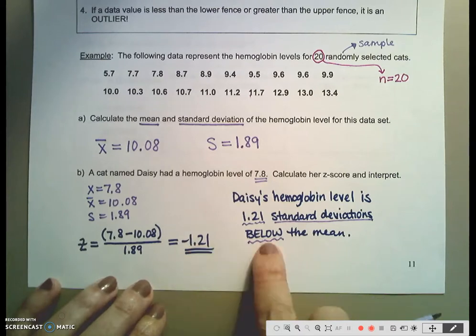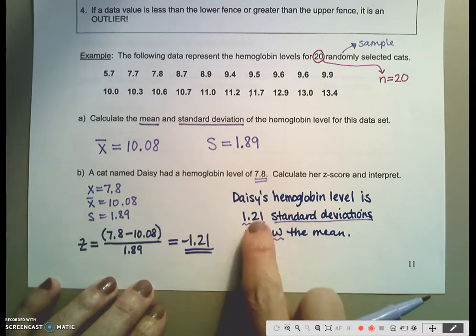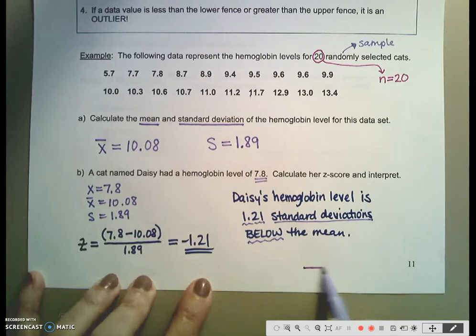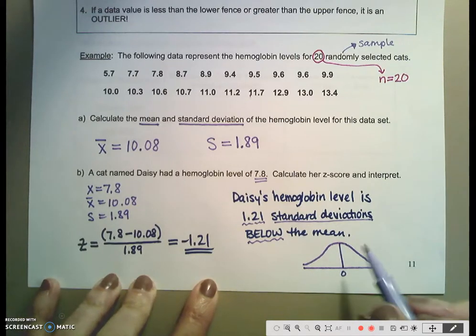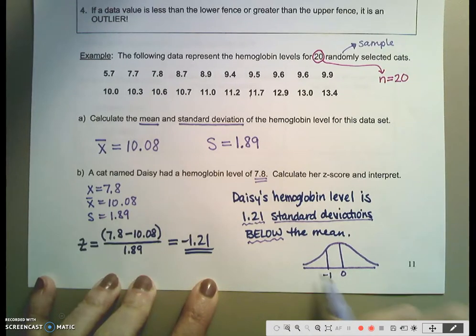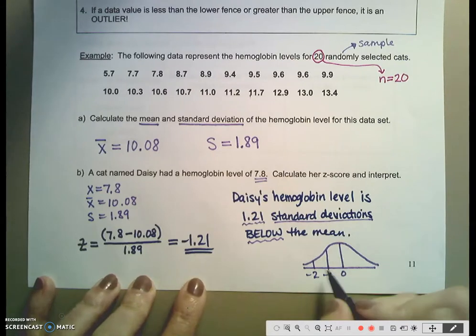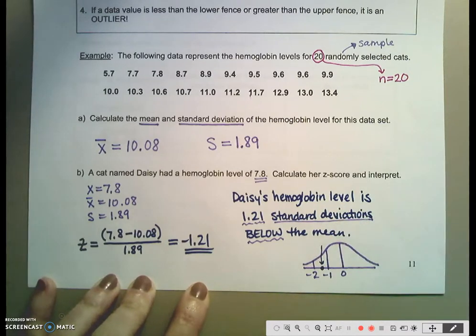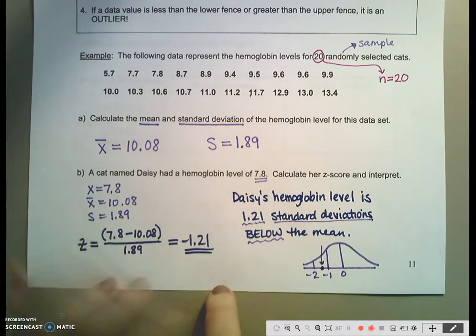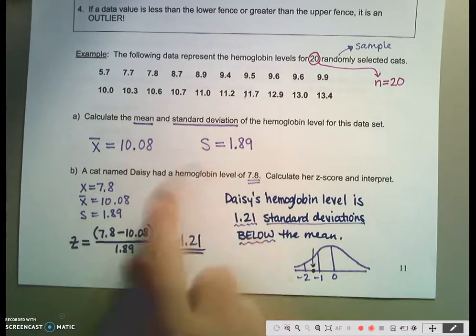So if this is positive, you'll say above the mean. If it's negative, you can say below the mean. But this tells you how far below the mean. So again, if we had a picture and if we assumed that the hemoglobin levels were bell-shaped, then let's say -1 is here, -2 is here. Miss Daisy, -1.21 would fall about right there. So it tells you how many standard deviations below the mean a data point fell. So that's where she is in line with all of the other cats. Okay? All right, so mean, standard deviation, and z-score.